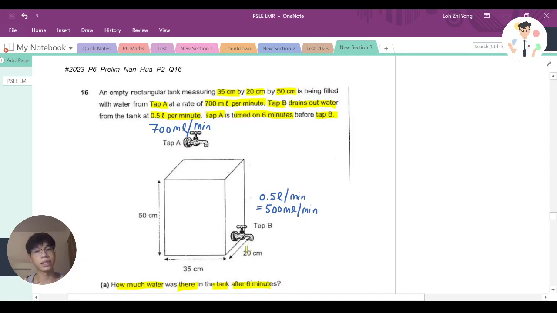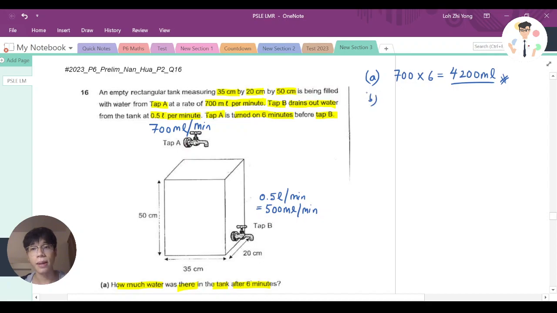Since tap B is not turned on, it means that there's no water being drained out during those 6 minutes. So I just use what? A, 700 times 6. And the answer is what? 4200 ml. That's all. Done already. Again, in 1 minute, the water is entering 700 ml. So for 6 minutes, it'll be 6 times 700. That will be the answer.